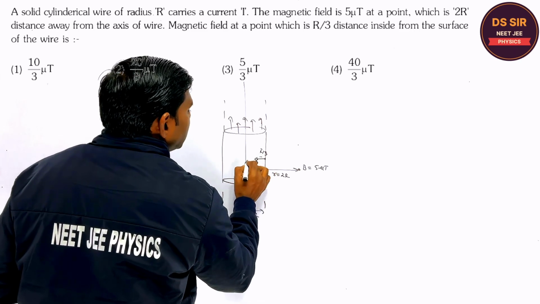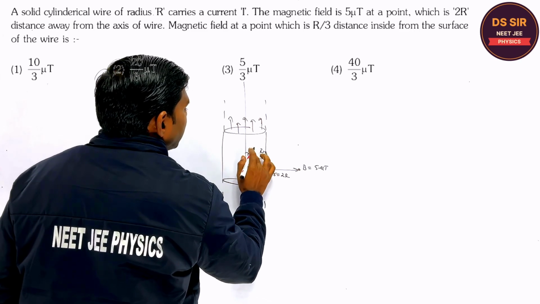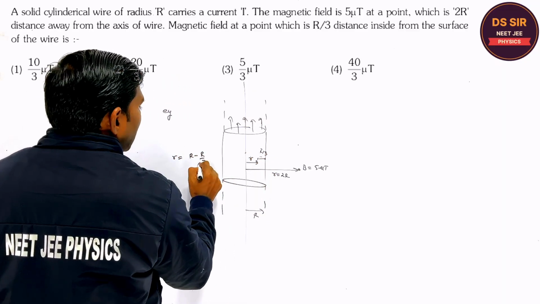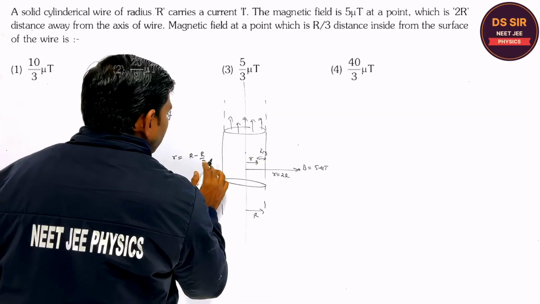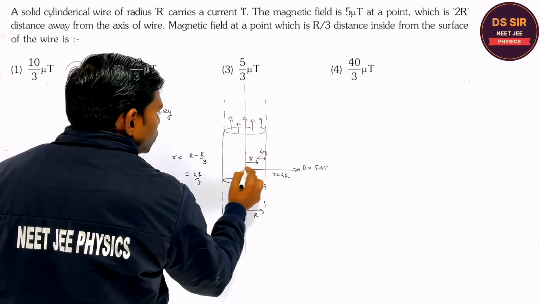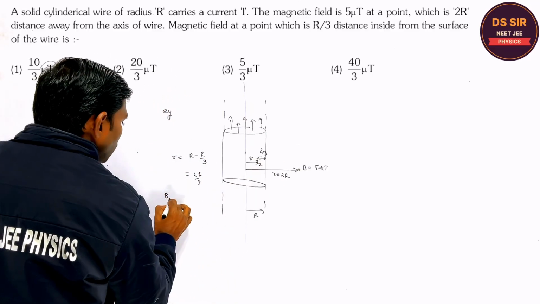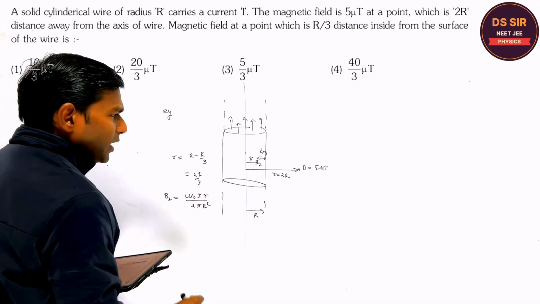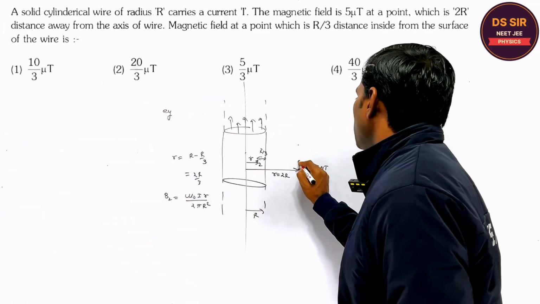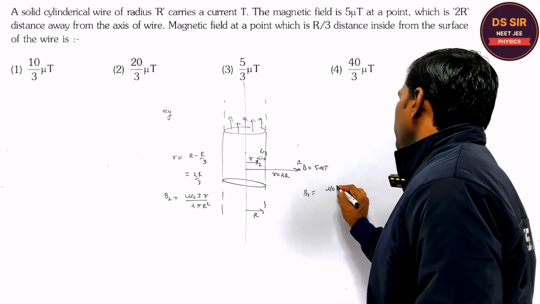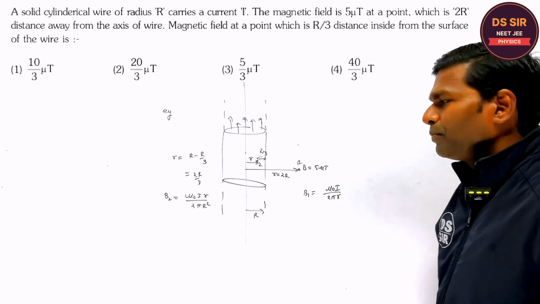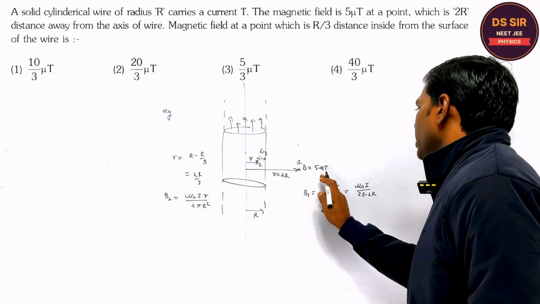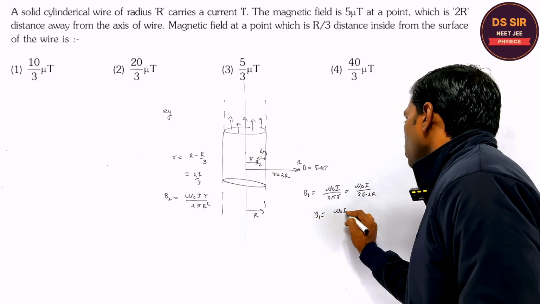So tell me, what is the distance from the axis? From the axis, this distance is R minus R by 3, so 2R by 3. So this is supposed to be point 2. The B2 will be found by the formula mu naught I r upon 2 pi R square. And outside at point 1, B1 is found by mu naught I upon 2 pi r, this formula. What is capital R, what is small r over here? You tell. It is 2R, so the value for 1 is mu naught I upon 4 pi R.